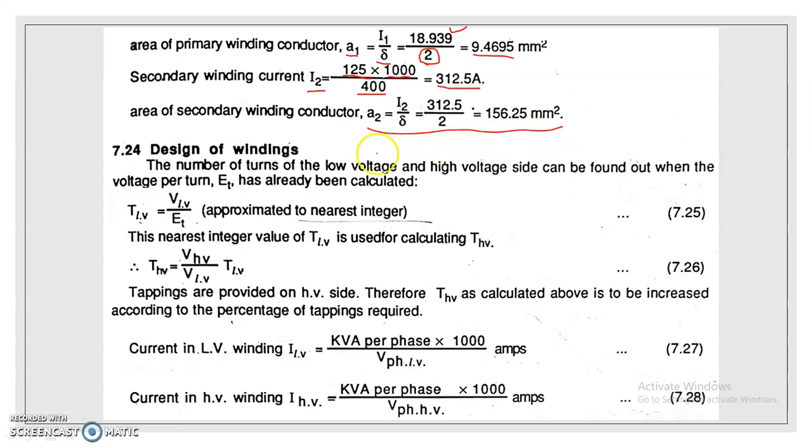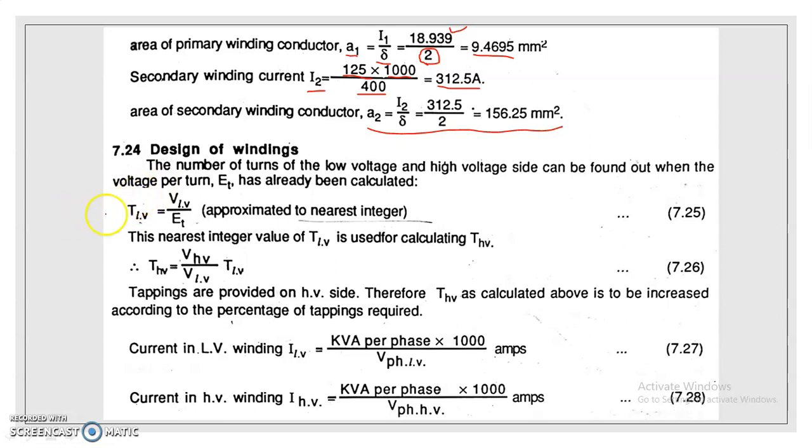So let's see design of winding. The part of the design of winding, the size of the conductor, we have already seen in the problems. Now let's see the design of winding. For the design of winding, we have to calculate the number of turns for the LV side and HV side, and it can be calculated with the help of the LV voltage and HV voltage.